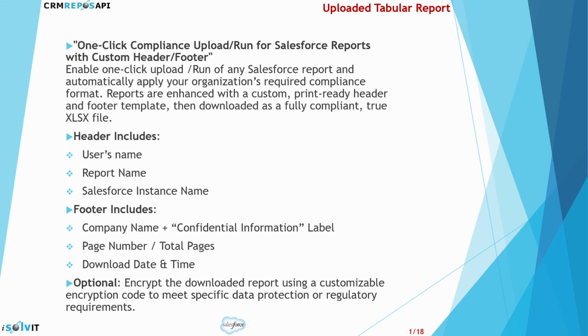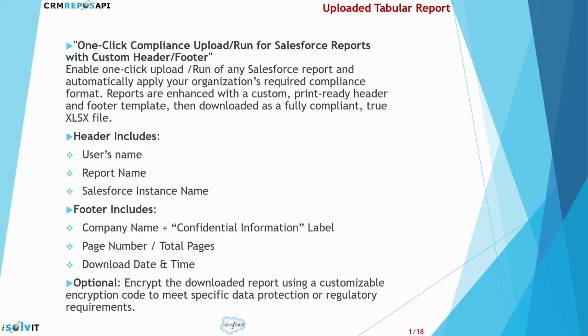CRM Repo API enables organizations to transform standard Salesforce Tabular Reports into professionally formatted, compliance-ready Excel files without custom code or manual post-processing, designed for simplicity and consistency. The tabular report workflow allows users to upload a Salesforce exported detail XLS report, apply a standardized header and footer template, and optimize the spreadsheet for reading and printing.